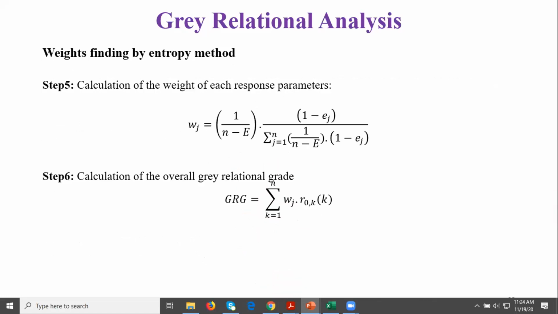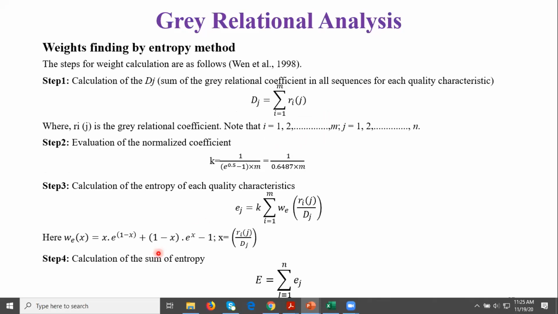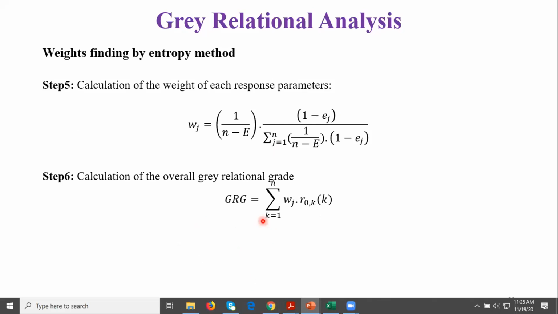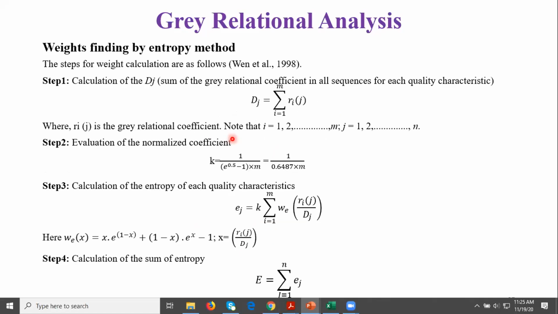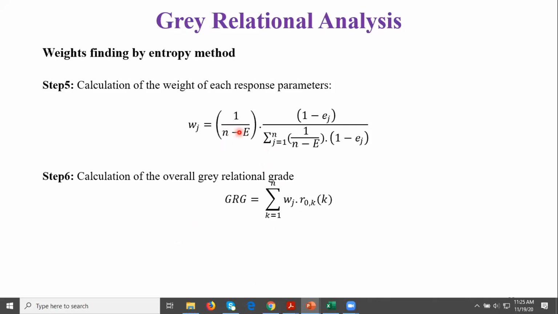From that, you have to calculate the weight of each response. That is calculated by using this function: 1 minus n minus e, 1 minus ej. The ej value, you can see here, this one. And 1 minus n, where n is the number of responses. Here M is the number of experiments, and N is the number of output responses.